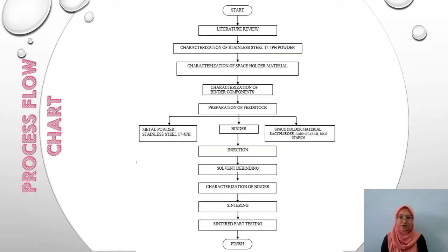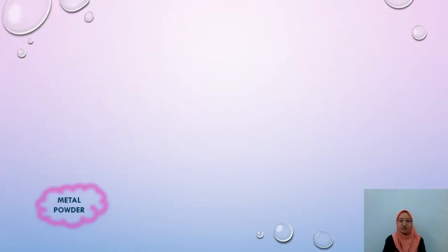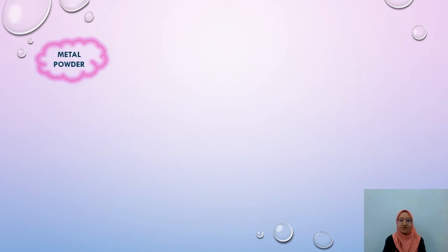This is the process flowchart of the project. Characterization of metal powder: martensitic stainless steel of the 17-4 PH grade is commonly used in the aerospace industry. The stainless steel 17-4 PH powder morphology test is conducted using the scanning electron micrograph (SEM).